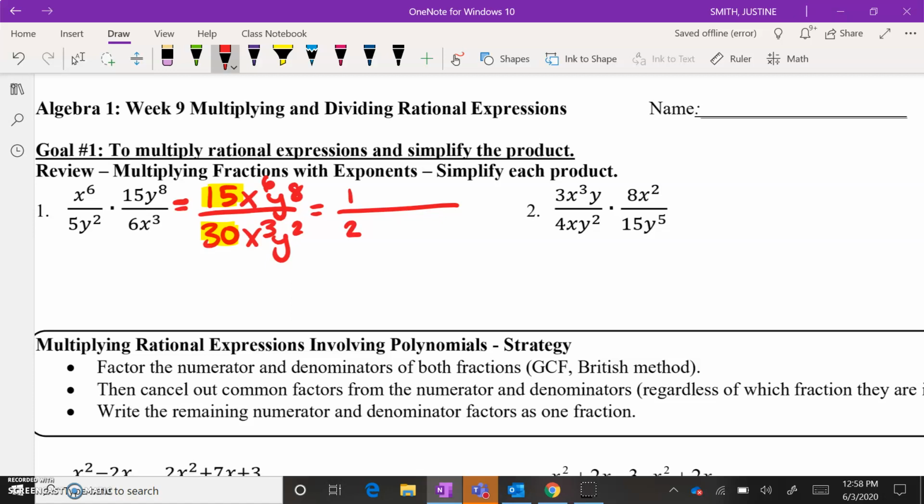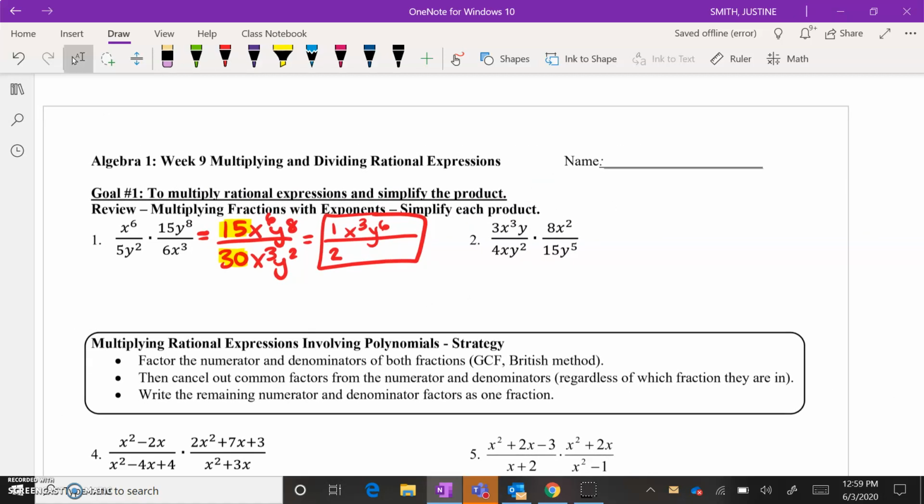And then x to the 6th over x to the 3rd, we talked about this last week. You need to subtract your exponents and you put your answer where your larger exponent is. So 6 minus 3 is x to the 3rd on the top. Y to the 8th over y to the 2nd would be y to the 6th on the top. Okay, so we get x to the 3rd, y to the 6th over 2. And that 1 there, you can have it or not, it doesn't really matter.